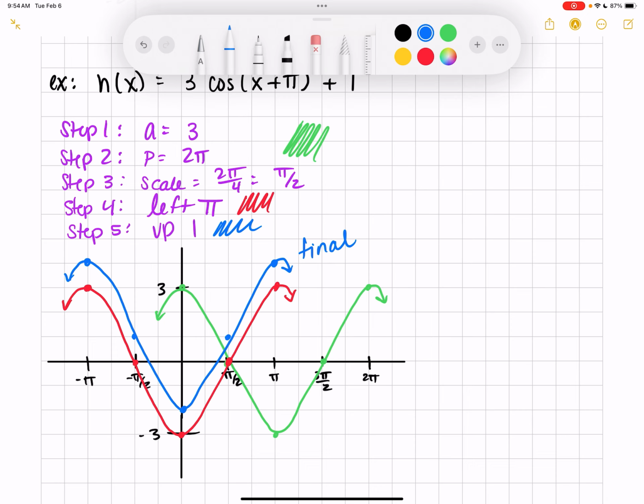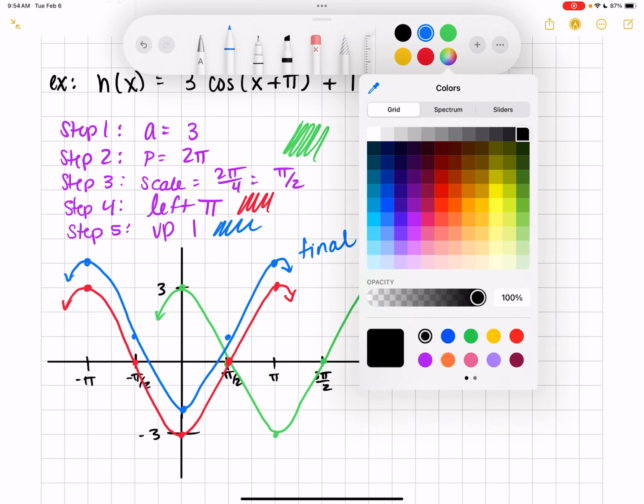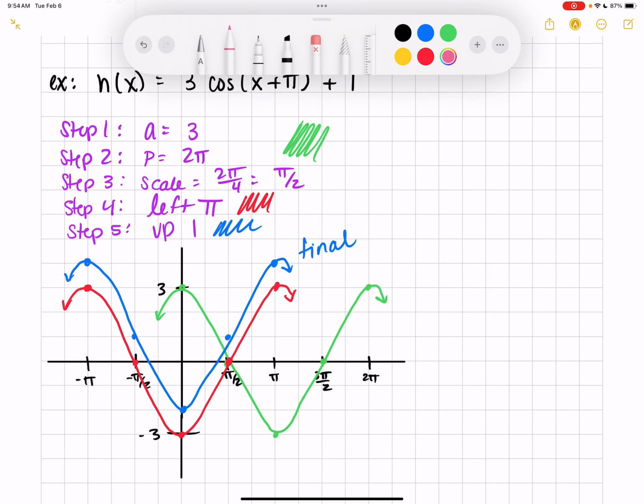Now, once you have that initial function that I had in green, I could have gone straight to blue, because I could have gone, well, I'm going to go from this point, I know it's going left pi up 1, and I could have just plotted that point and avoided that in-between graph that I did. But right now I'm doing it so you see everything.